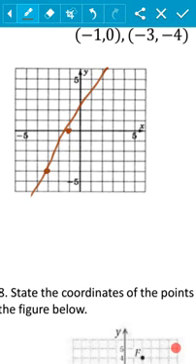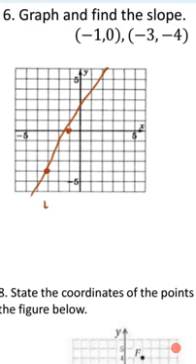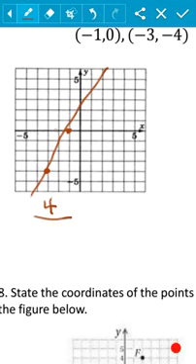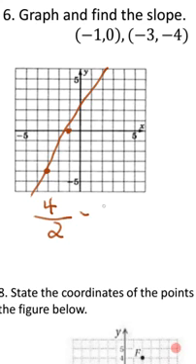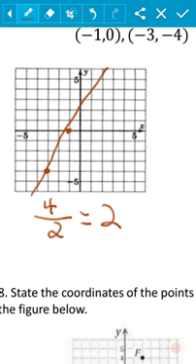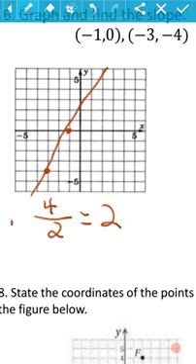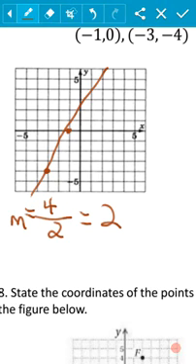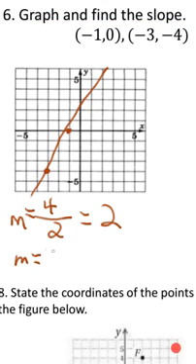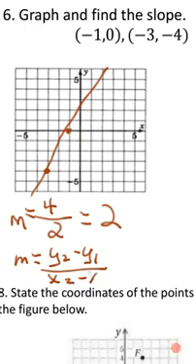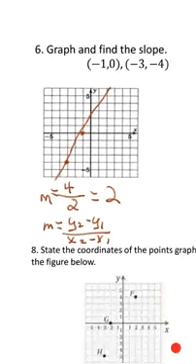And then to find the slope, we look for rise over run. We can count 1, 2, 3, 4 up for our rise, and 1, 2 over for our run, and everything's going in a positive direction. By the way, when your line runs uphill, that's always a positive slope, and when your line runs downhill, that's always a negative slope. The other way you could have done this is use those 2 points and use your equation y2 minus y1 over x2 minus x1, and you would have gotten the same thing.